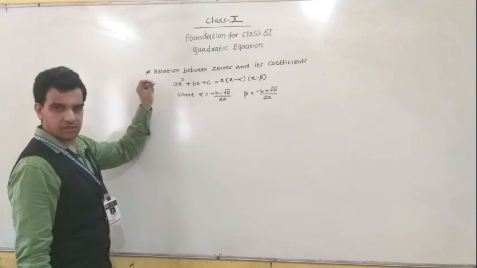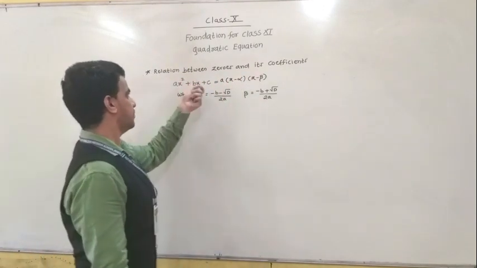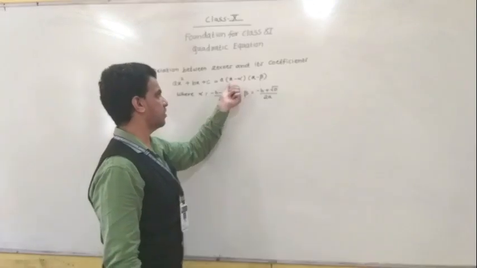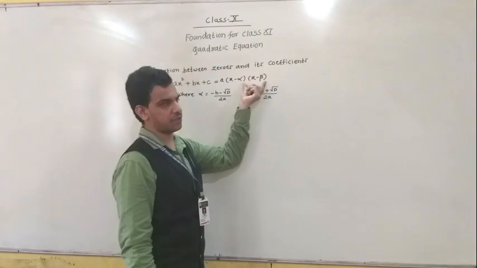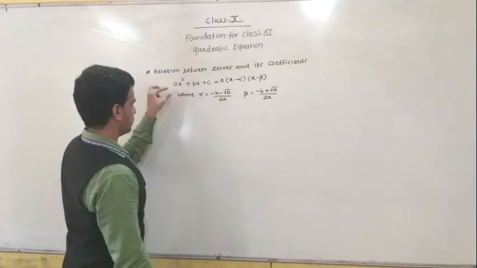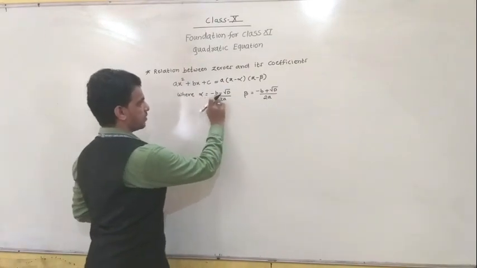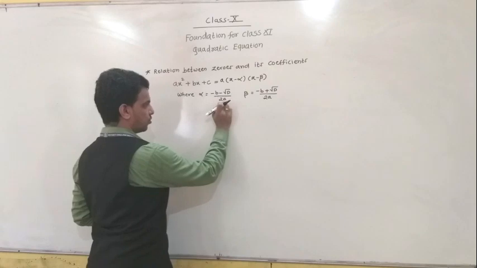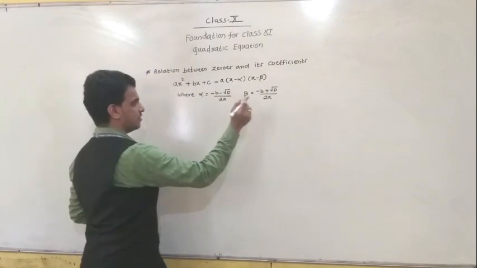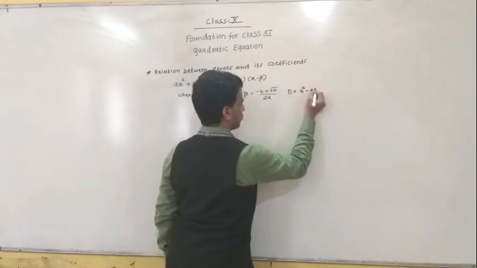Now here is the relation between zeros and coefficients. Now we solve this: ax square plus bx plus c we can write as a into x minus alpha into x minus beta, where alpha and beta are roots of the quadratic equation, and these roots we can represent as minus b minus root D upon 2a and minus b plus root D upon 2a, where D is the discriminant. So this D is equal to b square minus 4ac.